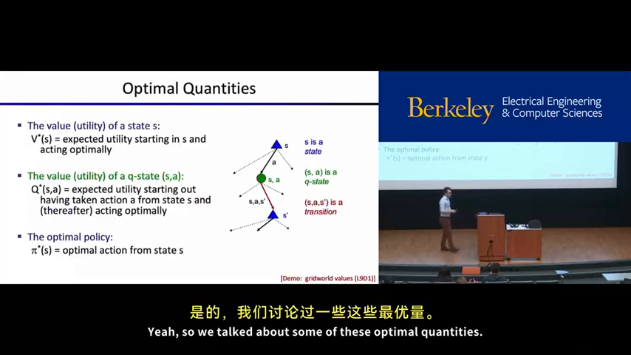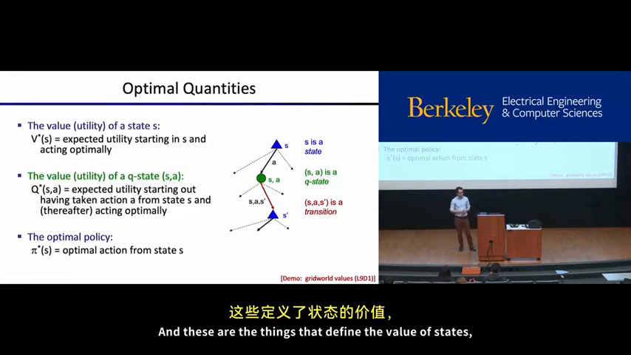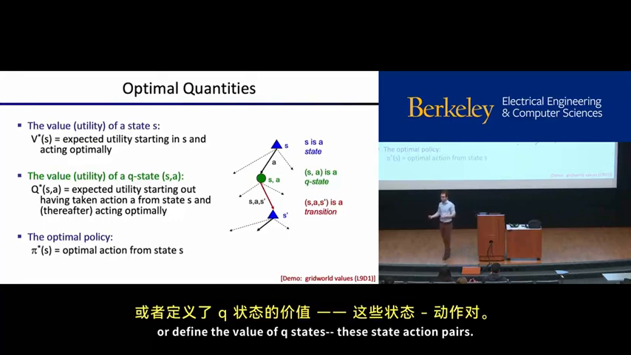Okay, yeah, so we talked about some of these optimal quantities, right? So we talked about V star and Q star, and these are the things that define the value of states or define the value of Q states, these state action pairs.